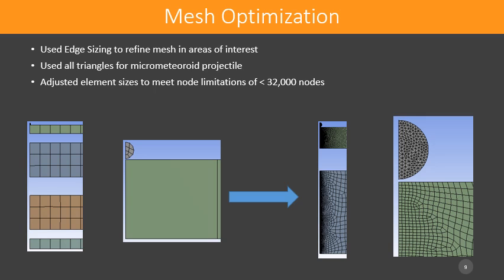So, mesh optimization. I used edge sizing to refine mesh areas of interest. I used all triangles on the micrometeoroid to get a little better mesh out of that, and I adjusted the element sizes to meet the limitations of my academic license, which was 32,000 nodes. Here you can see the automatically generated mesh.